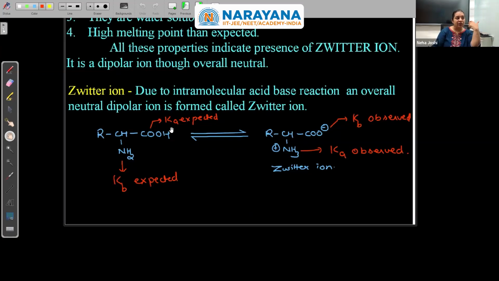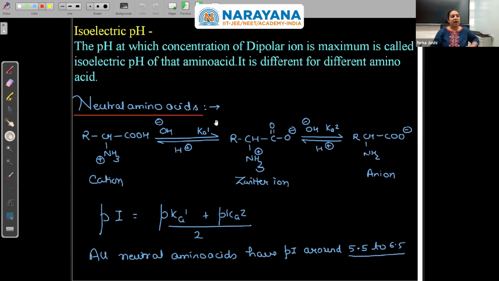So entirely different thing. I was expecting K of carboxylic acid. I am getting K of conjugate acid of NH2. I was expecting Kb from NH2. I am getting Kb of conjugate base of COOH. So which is very, very different. And therefore, we got a hint that the things are not what we are seeing, that okay, just COOH and NH2 nahi, something else is there. And there we come to something called Zwitter ion and then isoelectric pH.